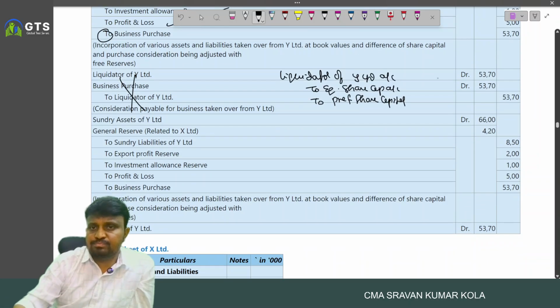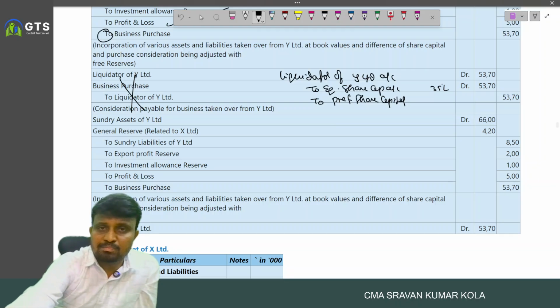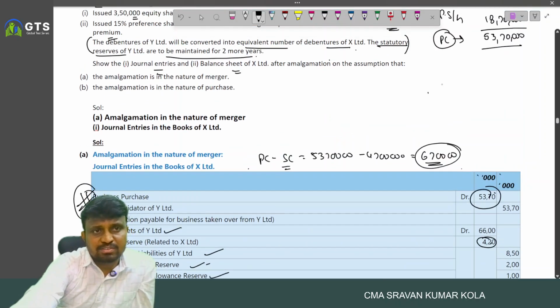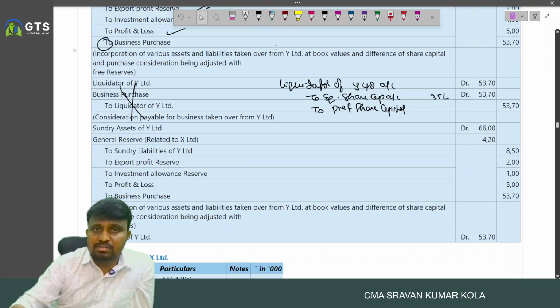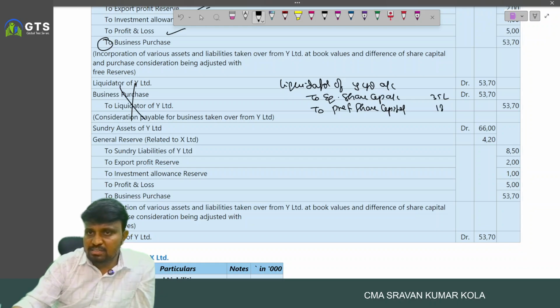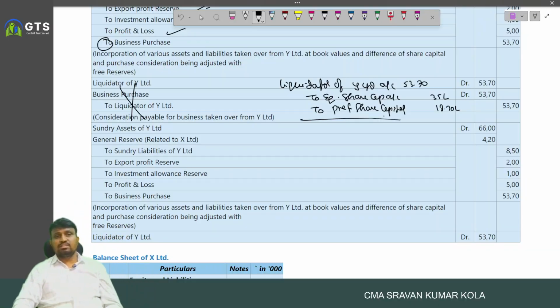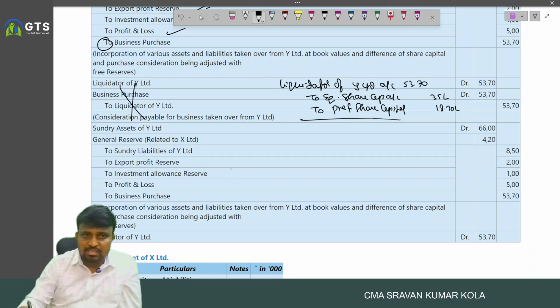35 lakhs. And the preference share capital is how much? 18 lakh 70,000. Preference share capital is discharged at premium, but issued at par. So 18 lakh 70,000, plus 35 lakh, that is 53 lakh 70,000. That is the entry. Okay, you have to write that one.